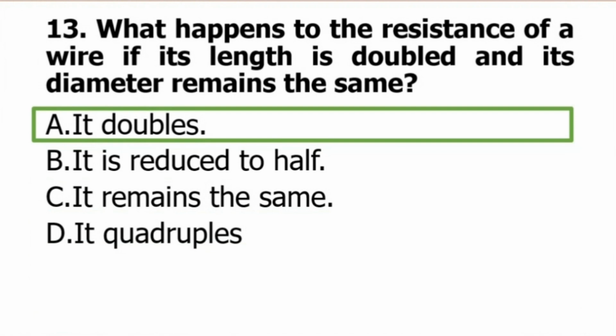This is because resistance is directly proportional to length. So if it is directly proportional, then it should be doubled, right? Since the length has been doubled, they will experience the same phenomenon. When one variable has been doubled, the other variable will also double.